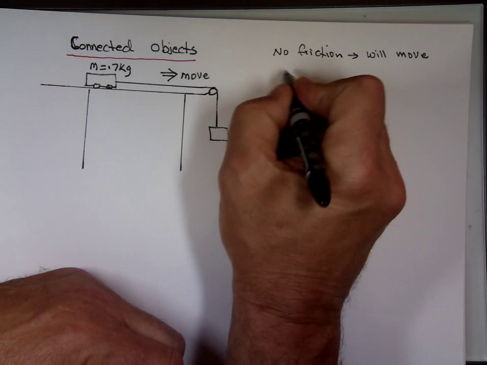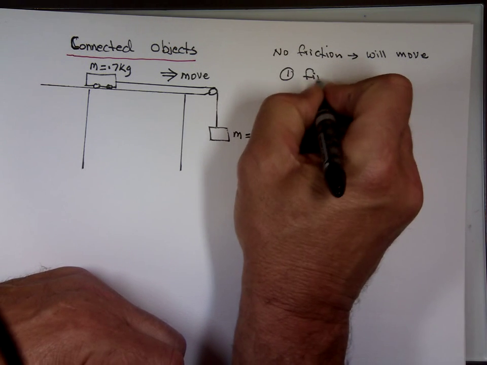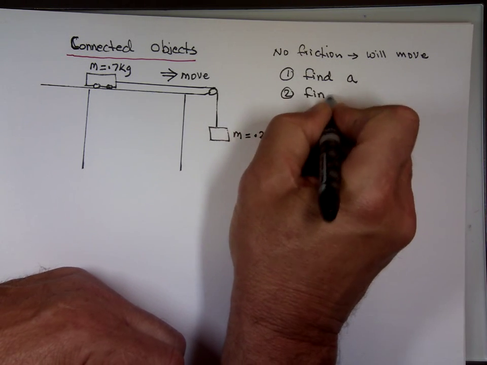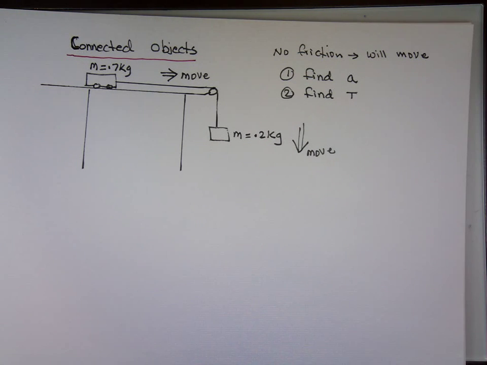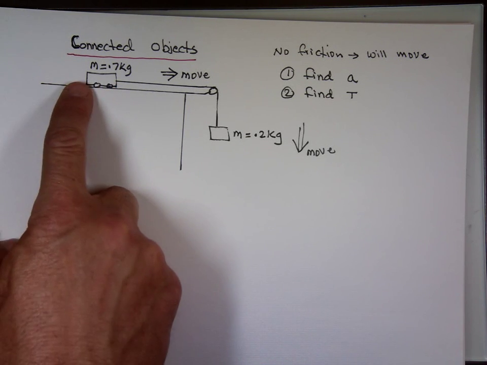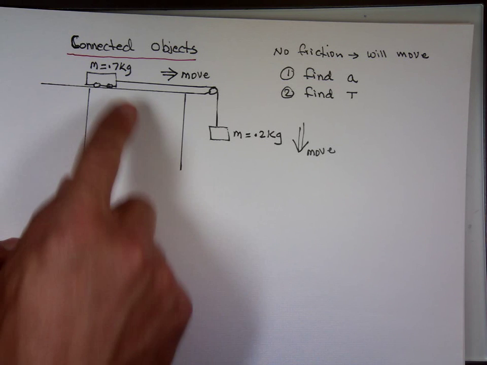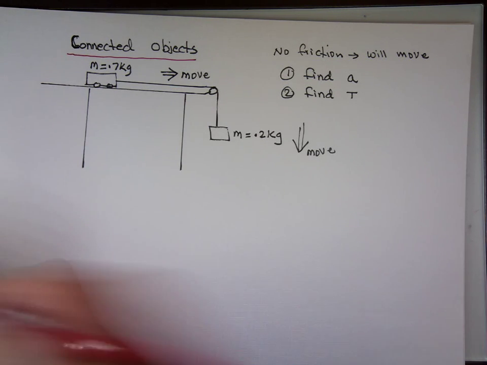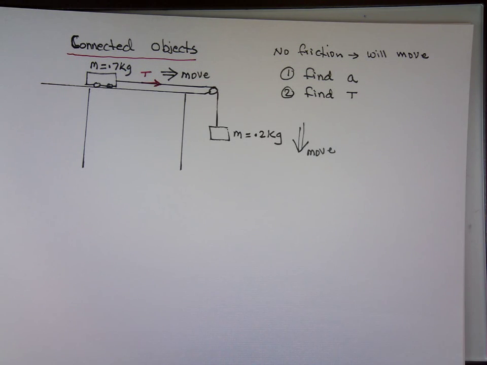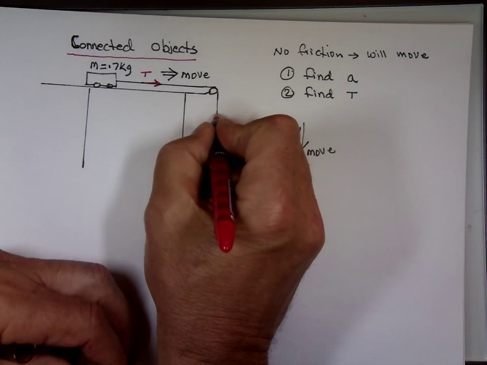So we'll move, question number 1, find the acceleration. And question number 2, find the tension in the string. It will be the same tension. Now again, if you think about this one, the one sitting up there, the only reason it's going to move to the right is why? Because the string is pulling on it to the right. So that string, the tension in it, is going to be in that direction. It has to be, to move it to the right. That means the tension in this one has to be upward.